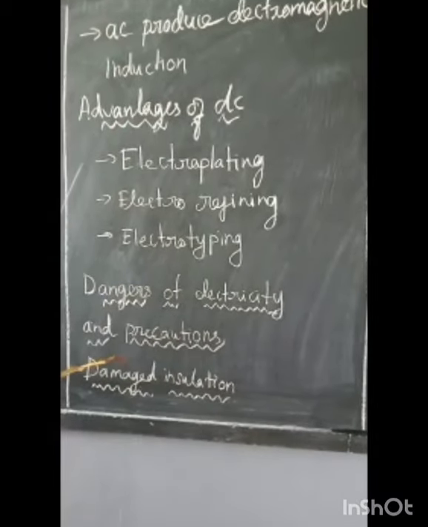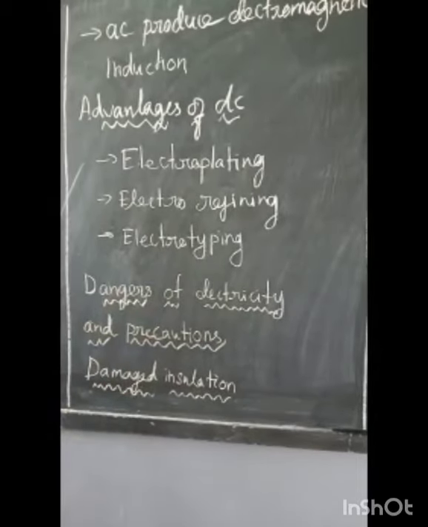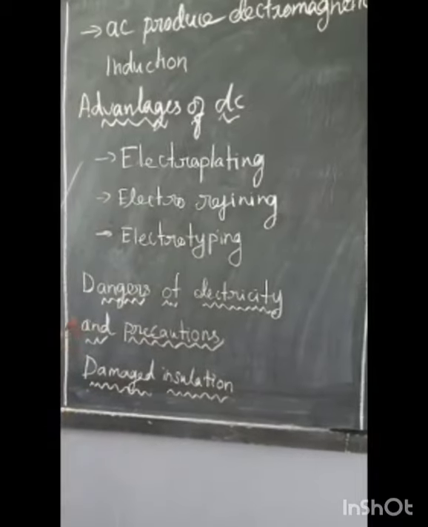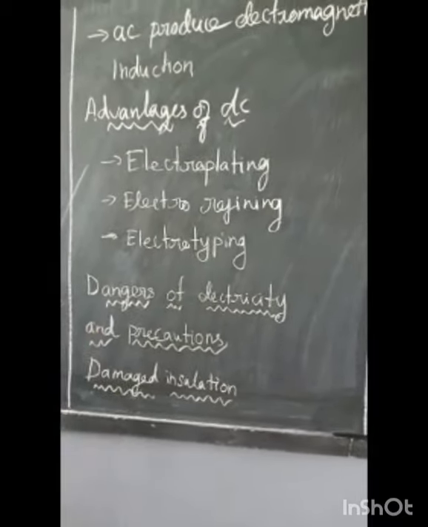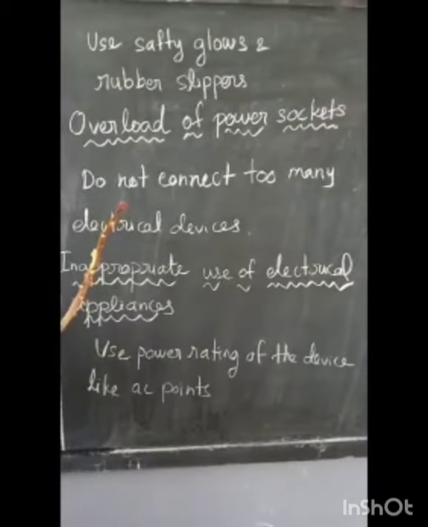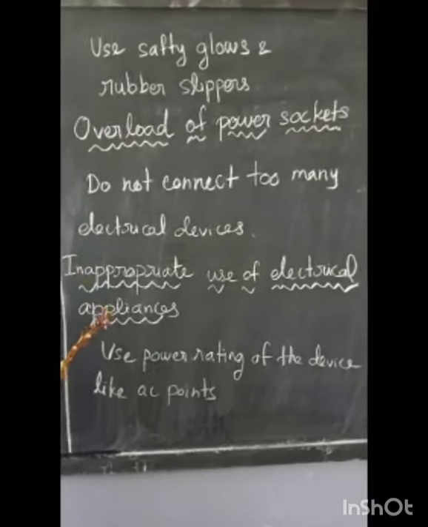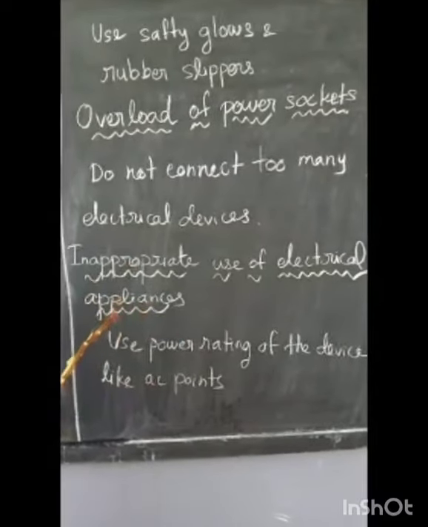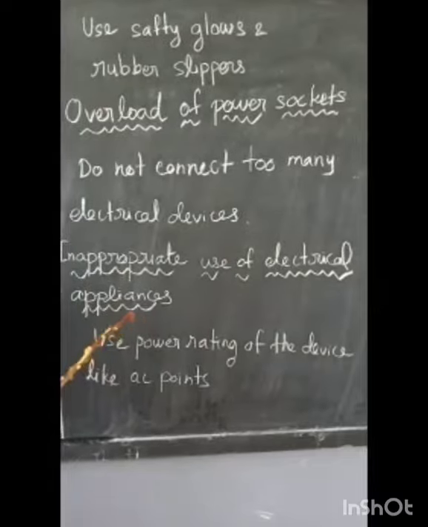Then next topic, dangers of electricity and precautions. You people know the common dangers of electricity and precautions. We can see some of those. First one, damaged insulation. You know that copper wire is what transmits the current. It is insulated by some plastic material. If it is damaged, we should not touch it.